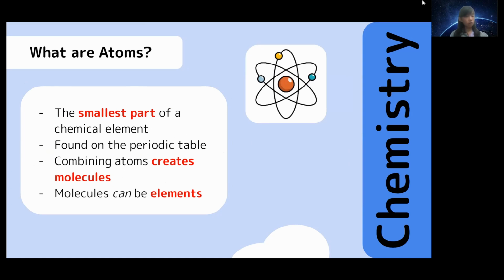Next, we have atoms. So what are atoms, and what are they even used for? They're like the smallest part of a chemical element, and they're found on the periodic table. And when you combine atoms, they actually create molecules, and these molecules can be elements.